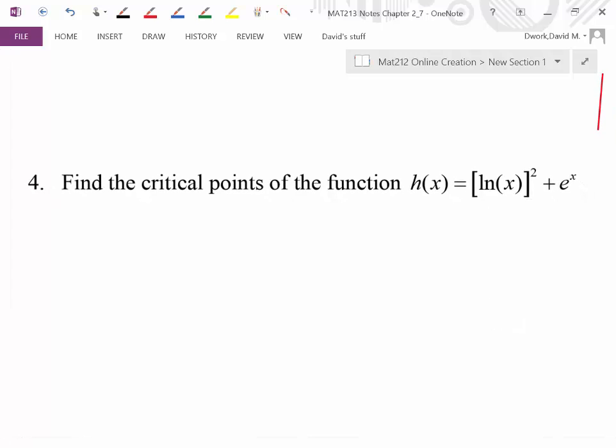Okay, find the critical points of this function. Oh my goodness, I have no idea what this looks like. None. But can we do the derivative? Let's find out. H prime of x is equal to, all right, so here we go, 2.